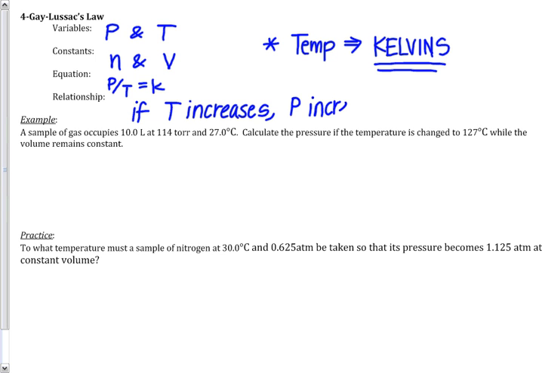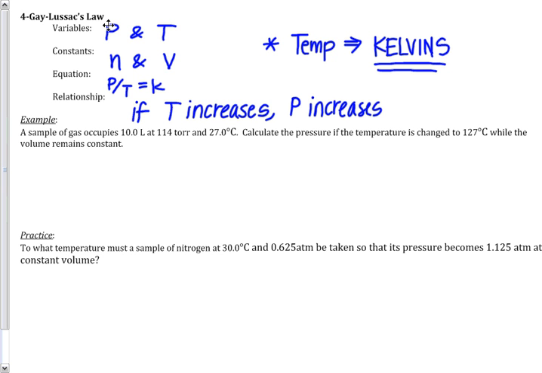And you might have seen this in real life. This is dangerous to do, and I'm sure you'll never do this, but if you take an aerosol can or a pop can and you throw it into a fire, or it gets really hot, when the temperature goes up, that pressure increases and it'll explode.